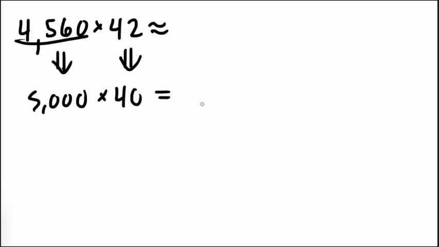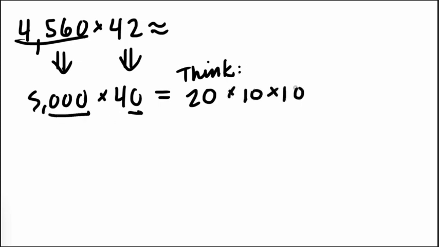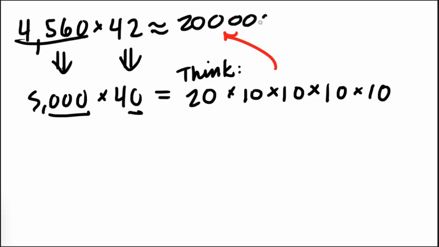Again, 5 times 4 is 20, and I'm going to think, what is 20 being multiplied by? Well, I have 4 zeros, so it's 10 times 10 times 10 times 10, or 10 to the fourth, which is equal to 20 with 4 zeros. I'm just going to make sure I put 4 zeros after 20, and I got 200,000. So that's how you would estimate and round.